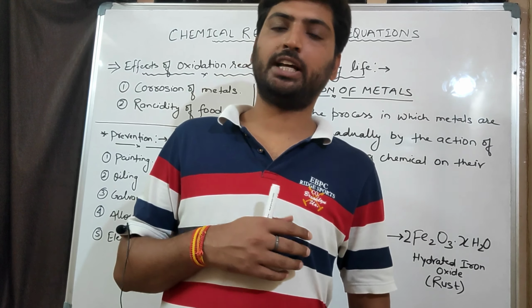The next type of reaction is displacement reaction. The fourth is double displacement reaction, and the last one is redox reaction. What is redox reaction? A reaction in which oxidation reaction and reduction reaction go on simultaneously. This topic is related to redox reaction, in which there is use of oxidation reaction. You can see here the topic is effects of oxidation reaction in everyday life.